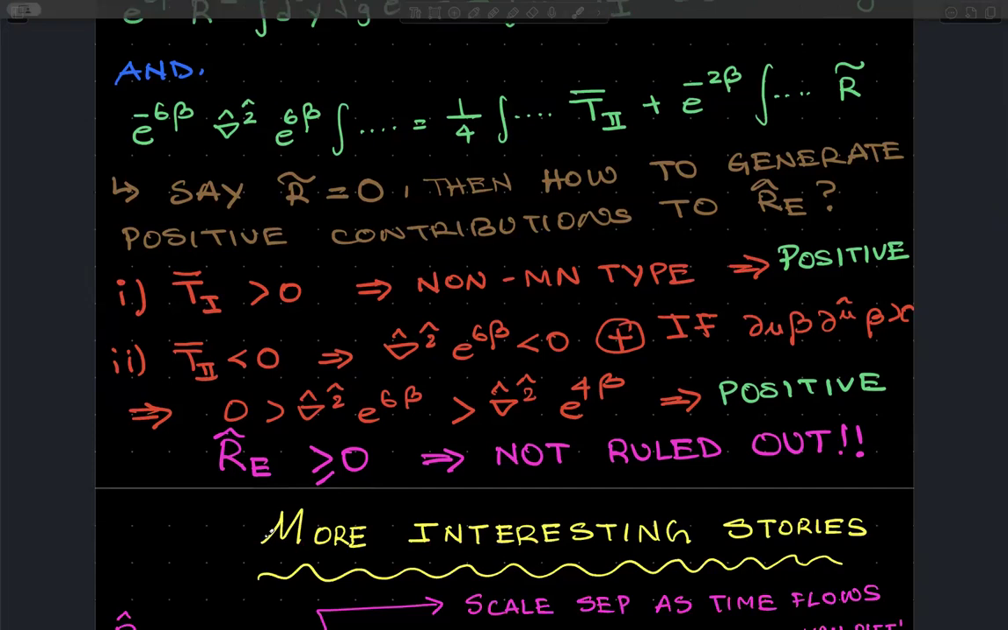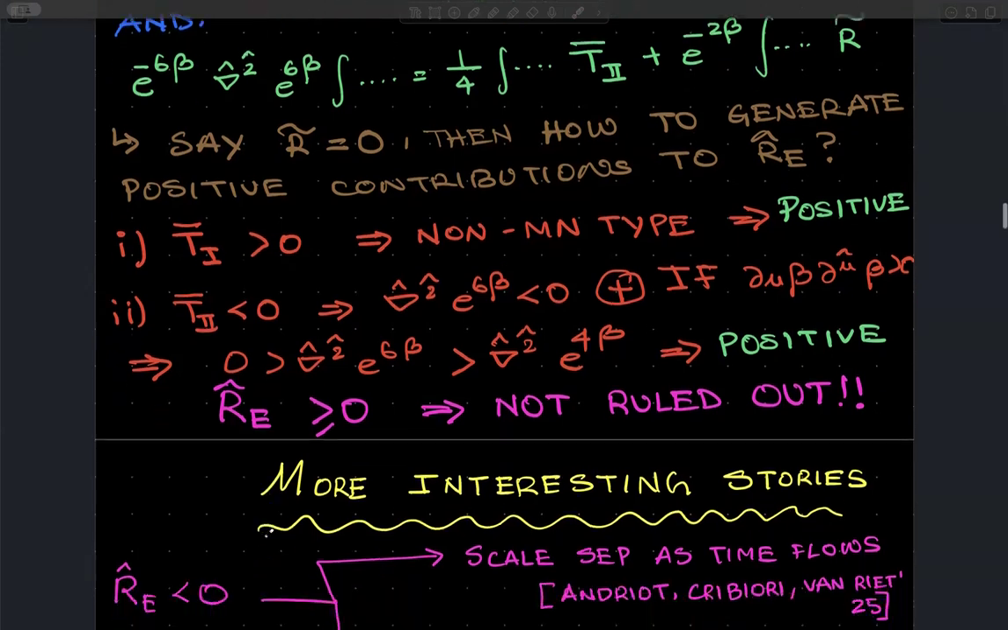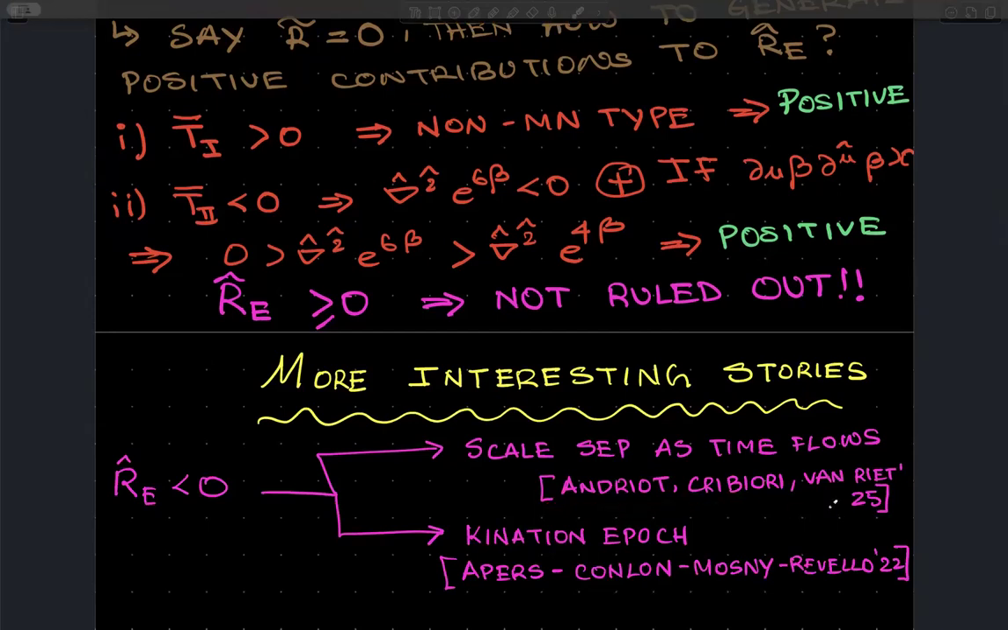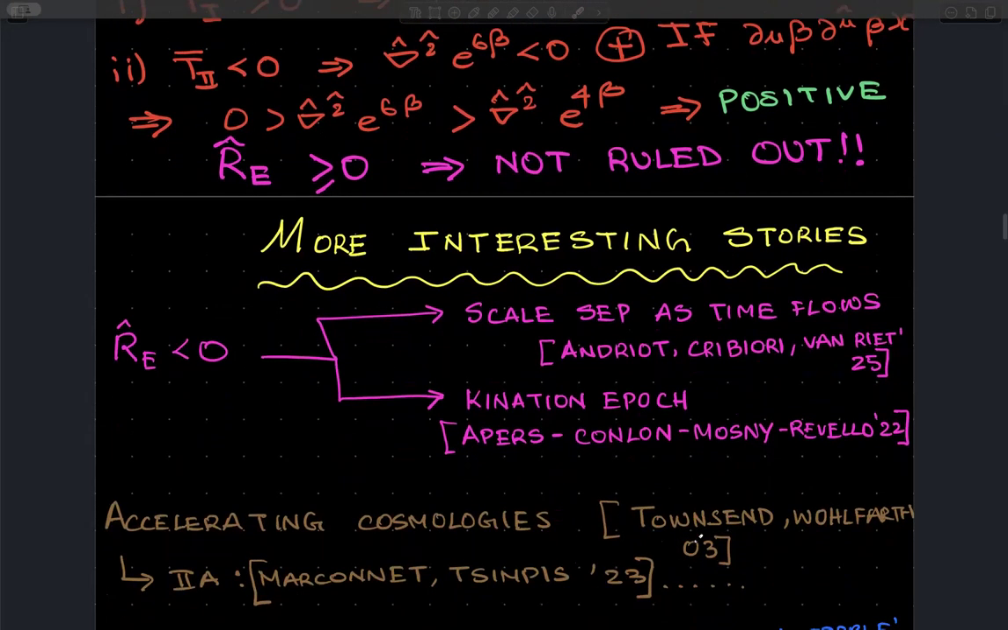So there have been more interesting stories in the sense that when the four-dimensional Einstein-frame Ricci scalar is negative, for example, this beautiful paper where they talk about scale separation as time flows. Of course, the four-dimensional Einstein-frame Ricci scalar being negative also has some interesting storytelling. Of course, there are many other papers by a similar set of authors on getting 4D kination from 10-dimensional Kastner-like backgrounds. And there have been studies of accelerating cosmologies from the early 2000s. That is, time-dependent backgrounds are interesting in their own accord as well, of course.